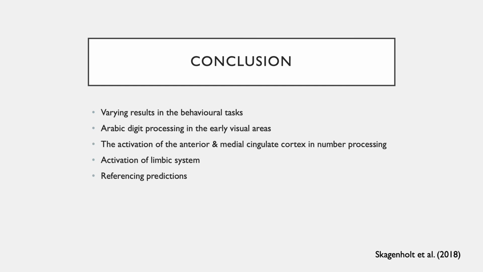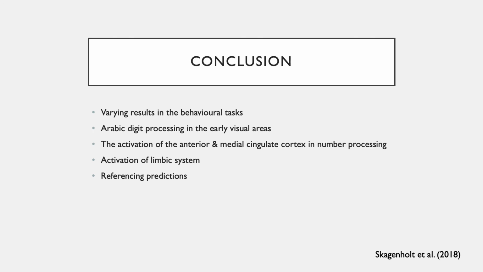To conclude, there were varying results in the behavioral tasks as previously mentioned. The response times were longer for those of distance compared to close for all but the non-symbolic magnitude test. This is something that should be taken into consideration for future studies. Furthermore, the activation in the early visual areas V1, V2, and V3 in Arabic digit processing suggests that this area is not only responsible for magnitudinal processing, but also numerical processing, suggesting a newly discovered overlap.